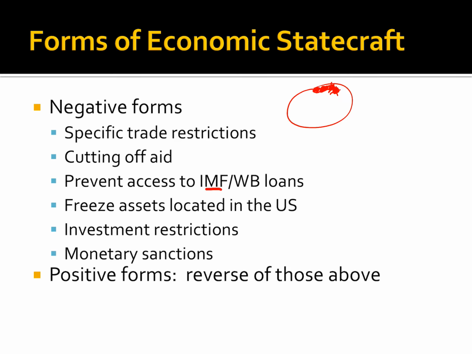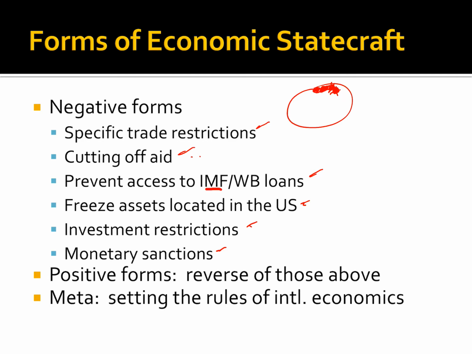Positive forms of statecraft are really just the reverse of these things: easing up sanctions, easing up on restrictions, unfreezing assets, allowing access, allowing aid, or even increasing aid, reducing restrictions. So these are constantly being leveraged back and forth, positive, negative. And then there's one more set of economic levers, and those are meta levers. That's about setting the rules of international economics. It's not that big of a surprise to know that certain rules will advantage some countries more than others. So the process of setting the rules and promising you'll do this or that is also a big part of this.